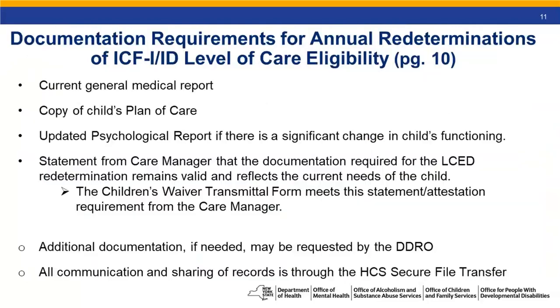Now, the next, this is what I had mentioned. These are the documentation requirements for annual redeterminations of level of care eligibility. As I mentioned, the current general medical report, a copy of the child's plan of care, updated psychological report, and a statement from the care manager that the documentation required remains valid and reflects the current needs of the child. And on the children's waiver transmittal form, there is a part on that form for the care manager to attest that the statement remains true and valid. And all communication and sharing of records is through the HCS secure file transfer.